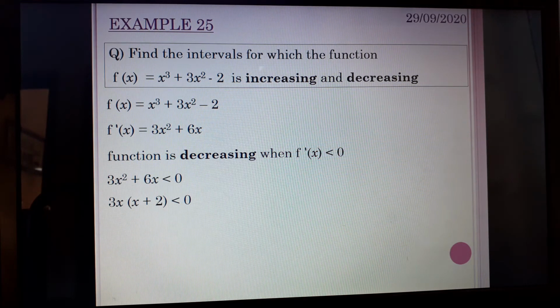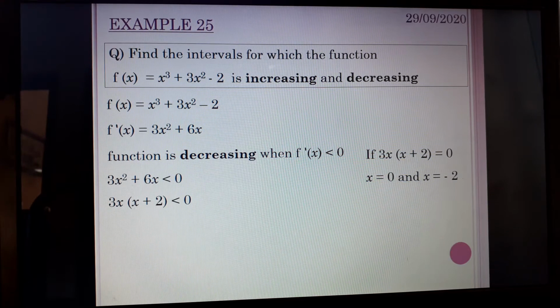Now I can't go from that step to the final answer without drawing a little sketch of the graph, as I showed you in the quadratics topic. So we take it over to the side and we make the quadratic inequality an equation. So we have 3x bracket x plus 2 and make it equal to 0 instead of less than 0, just so we can see where it crosses the x-axis. So that means that x is equal to 0 and x is equal to negative 2.